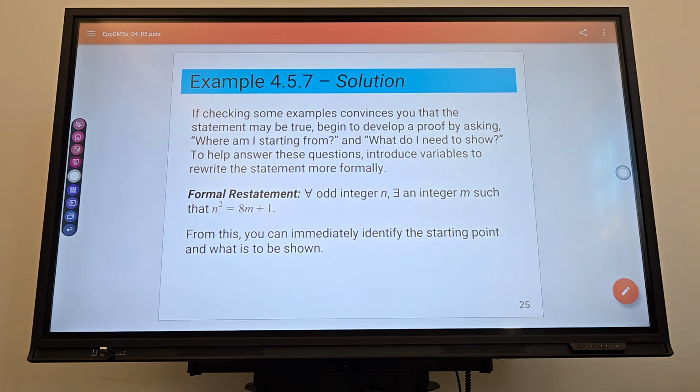Develop the proof by asking: where am I starting from? What do I need to show? Rewrite the statement more formally. For all odd integers n, there exists an integer m such that n squared equals 8m plus 1. From this, you can immediately identify the starting point and what is to be shown.